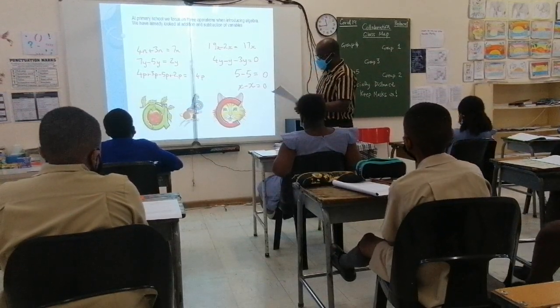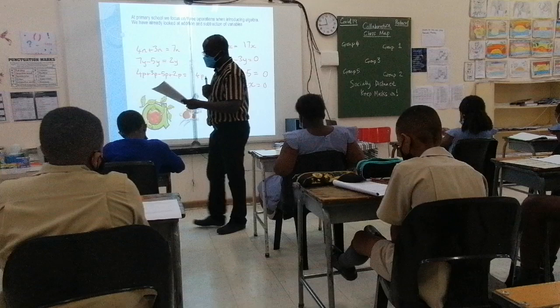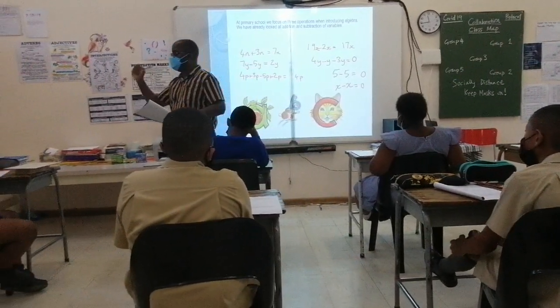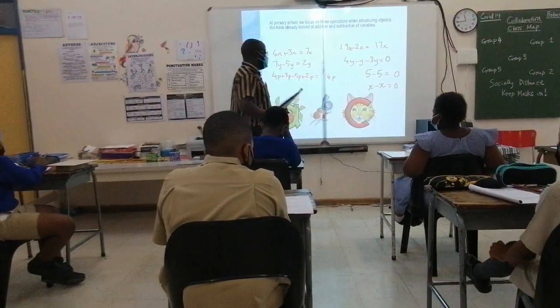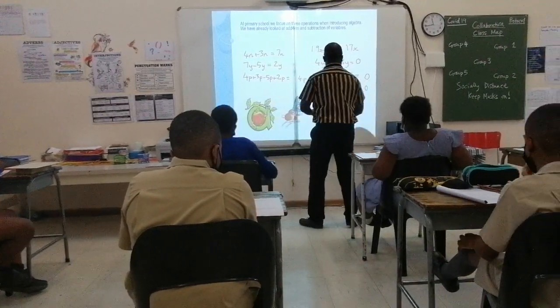Alright, and the last one there, 8x minus 4x plus 5x minus 2x, the answer there is 7x. Well done, everybody. Okay, you can solve the mark there out of 6.